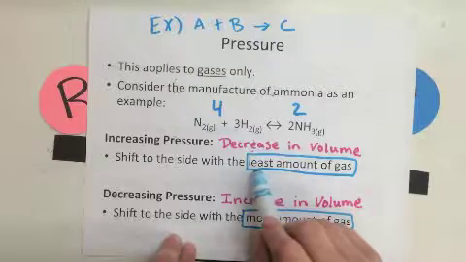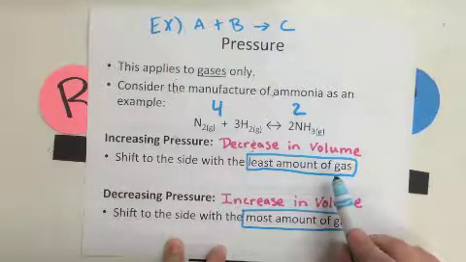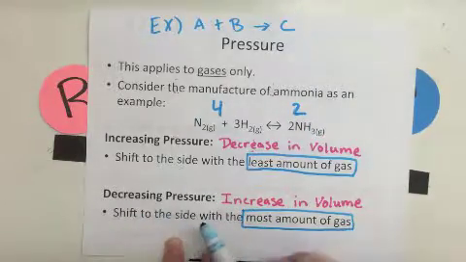You have to remember that it's going to the side with the least amount of gas. So in this case, it is to the right, because of that having the least amount. Now let's say you decrease pressure.